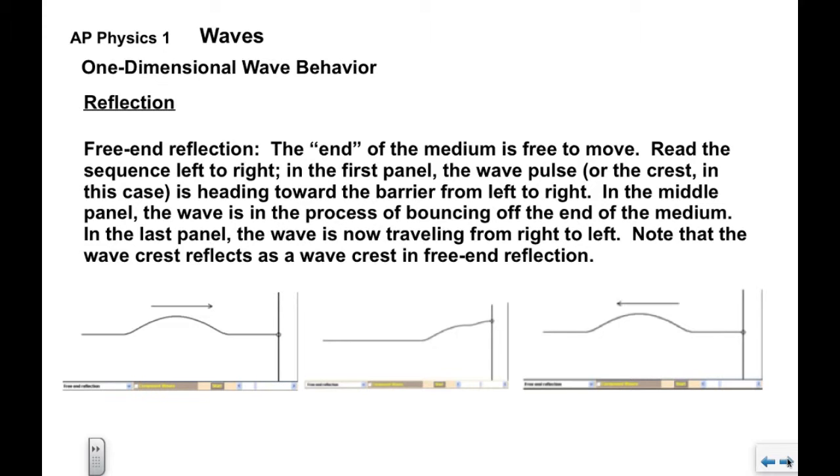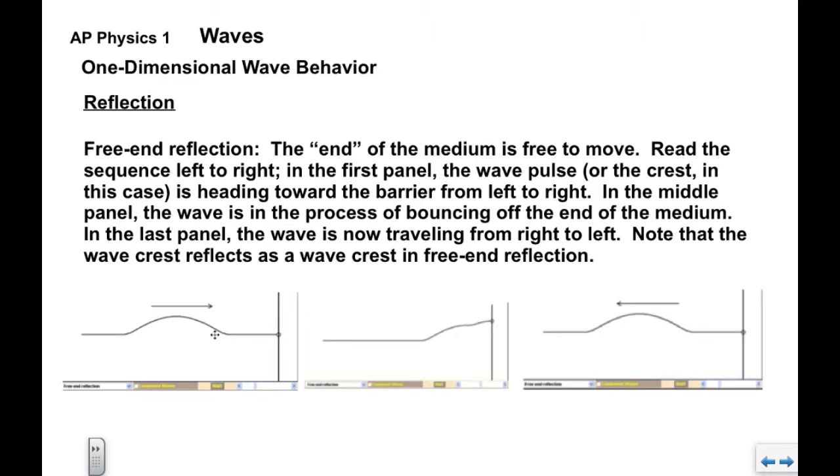First, we have a free end reflection. The end of the medium here is free to move. When you look at these static images, read the sequence from left to right. The end of the medium here is shown as a ring that can sort of slide up and down this pole here.